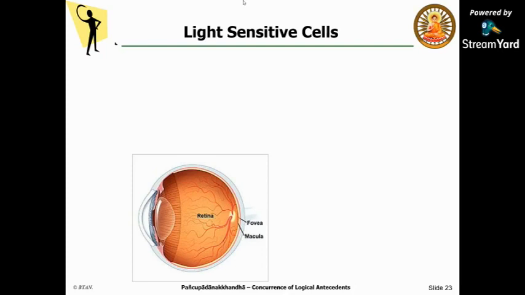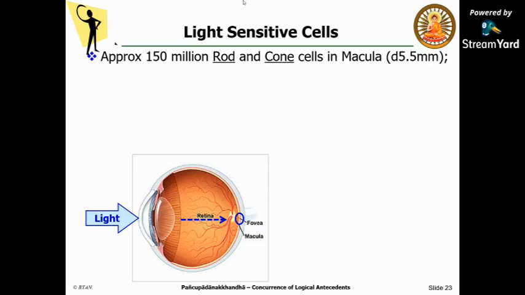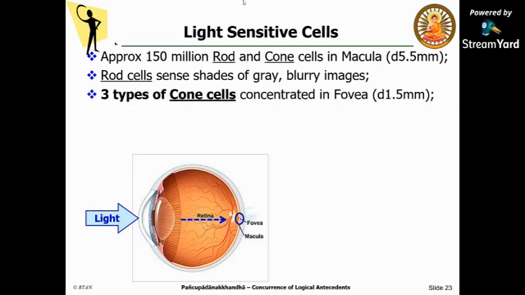Yeah, okay. So as light enters, it strikes the back of the retina in an area called the macula. And right in the center is a tiny little area called the fovea. That's a high concentration of rod and cone cells. Approximately 150 rod and cone cells in this macula area. The macula area measures 5.5 millimeters roughly. And the rod cells sense only shades of gray, blurry images.